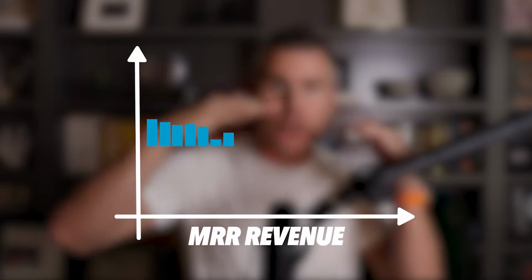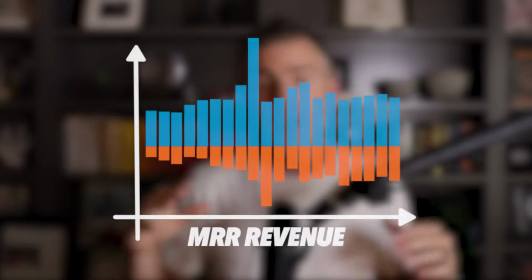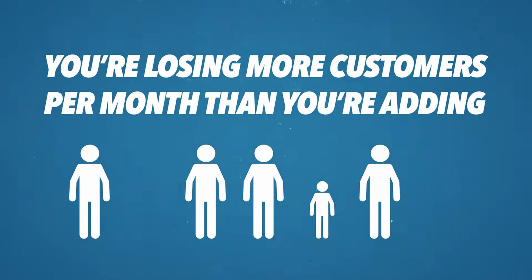If you've never looked at your MRR revenue graph, where it shows you net new monthly recurring revenue, and then on the bottom side, what you're losing, you probably won't even realize that you're losing more customers per month than you're adding, and that is why you've hit your growth ceiling. I want to share with you how to look at your MRR and fix your churn problems. Let's get into it.